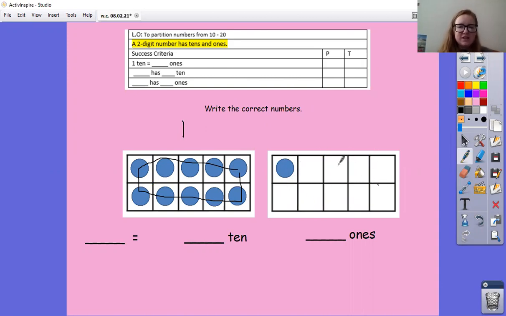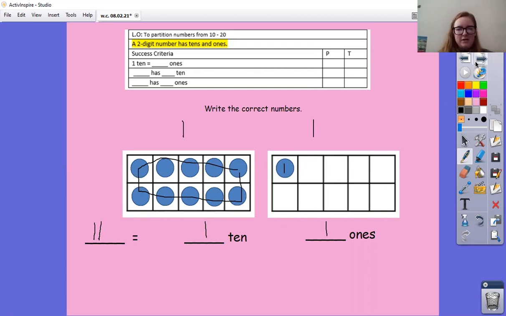Is this tens frame full? No, this tens frame is not full, so this is my ones. And how many ones do I have? Well, I just have 1 one, so I've got 1 ten and 1 one. And how would I write that as a number? I said I've got 1 ten and 1 one. The whole is 11. 11 equals 1 ten and 1 one.